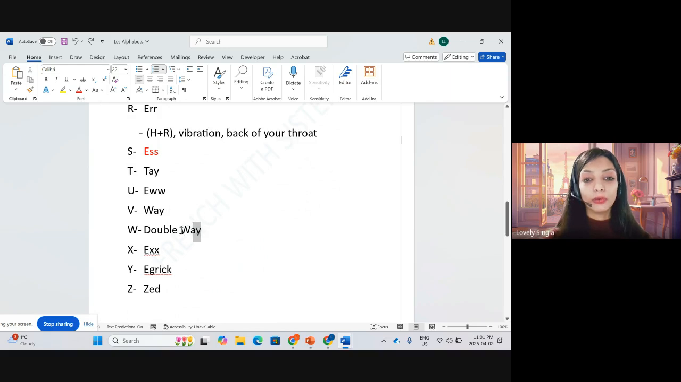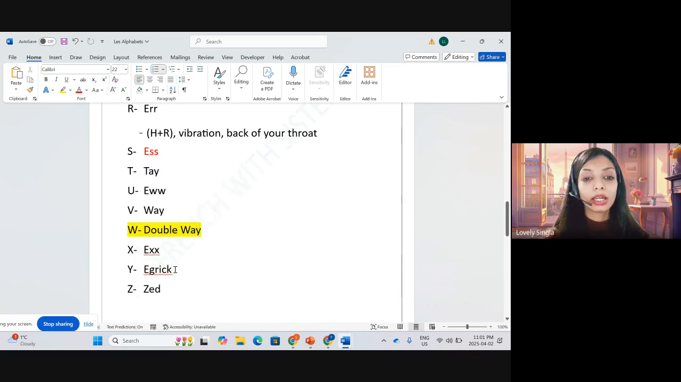Then we have W. W is double V. Why? Because when you write W, it's basically two V's. You combine two V's to make W, right? So that's why the pronunciation of W is double V. That means two ways, which is two V's. So remember, it's double V and not double U as in English. Then we have X, which is X.